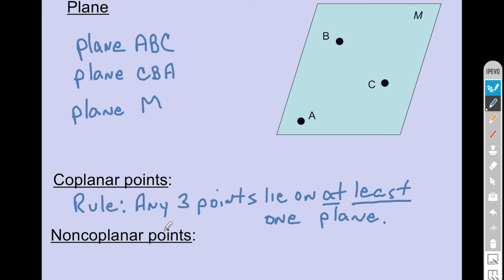Non-coplanar points are points that do not lie on the same plane. In order for points to be non-coplanar, you have to have at least 4 points.